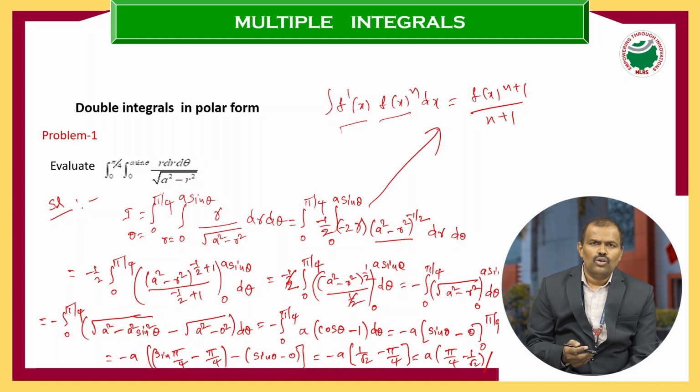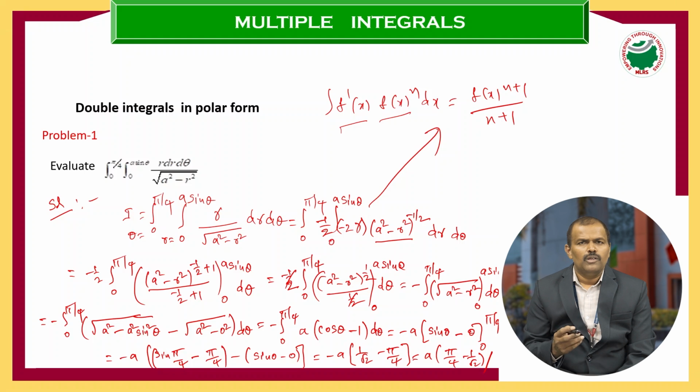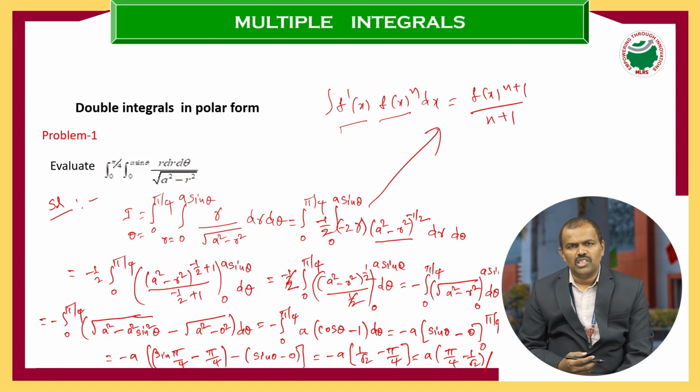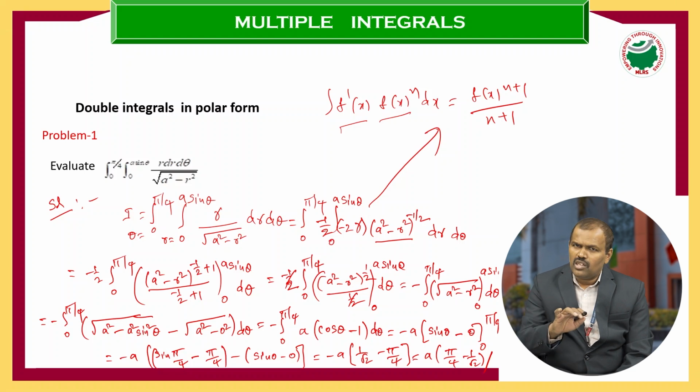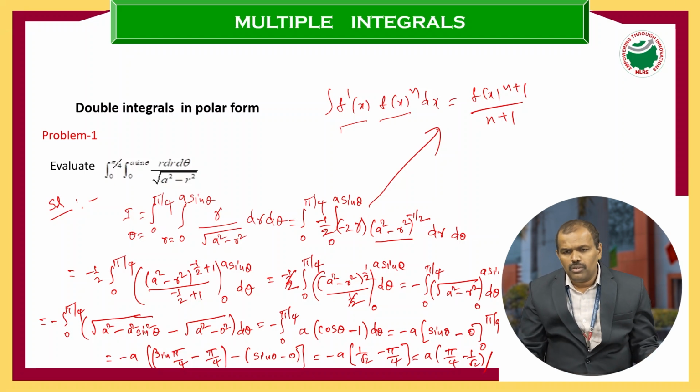Sin 0 is 0 and sin pi by 4 is 1 by root 2. So we get 1 by root 2 minus pi by 4. The minus outside should be taken inside, then a minus b becomes b minus a. Then that is a into pi by 4 minus 1 by 2. This is the one problem.